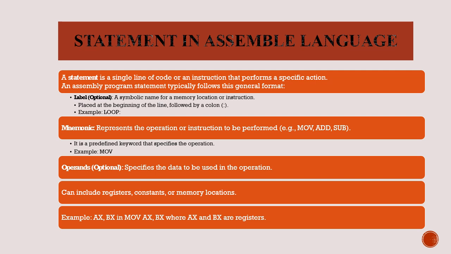So operands, which are optional, you know them already. They specify the data to be used in the operations, and so on and so forth. It can also include registers, constants, or memory locations. I believe we discussed this already. I said we're going to discuss registers. And constants are variables whose values, once declared, cannot be changed, or remain constant throughout the lifetime of that program or during program execution.